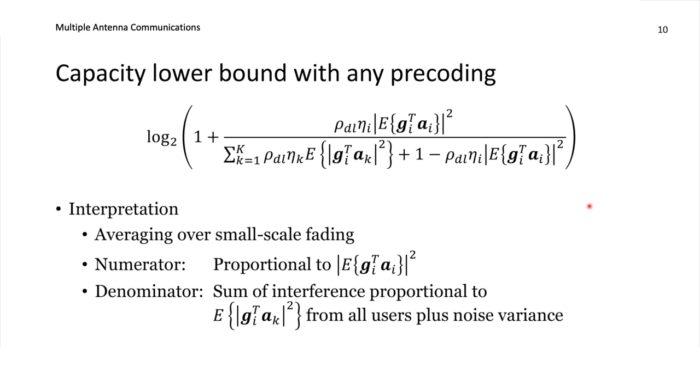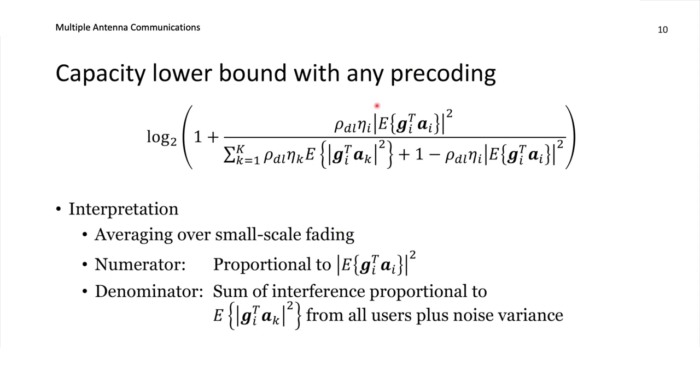So in the numerator, we get rho downlink times eta I. So this is the transmit power to user I. Then we get this expected value of the inner product that we wanted to have as our channel. We get the absolute value square. And in the denominator, what do we get? Well, we actually get the total power of all the received signal. That is this term here. And then we subtract the part that is in the numerator. So this is what we get by computing the variance of the W. And all these expectations here are computed as averaging over the small scale fading.